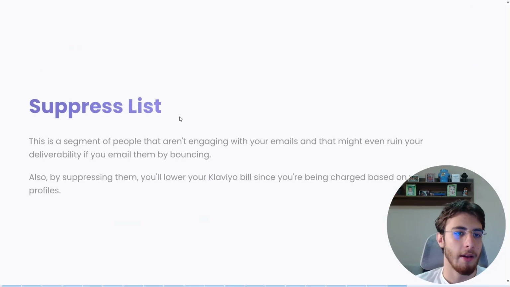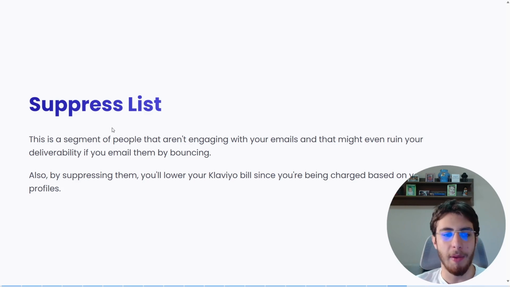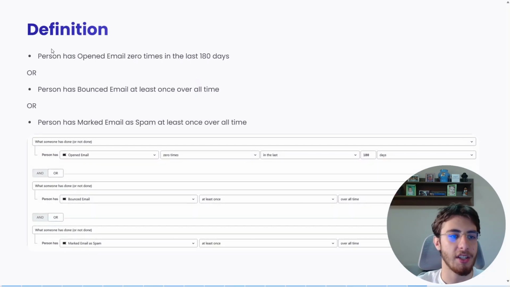It makes sense. Suppress list. So this is a segment of people that aren't engaging with your emails, and it might even ruin your deliverability if you email them by bouncing, okay? Also, by suppressing them, you lower your Klaviyo bill since you're being charged based on your active profiles. So basically, the more active profiles you have in your Klaviyo, the higher your bill. And if those people are not the people you're actually actively emailing, why do you have them on your list? Why are you paying for them? Okay, it doesn't make sense. So suppress them, get rid of them. Here's the definition.